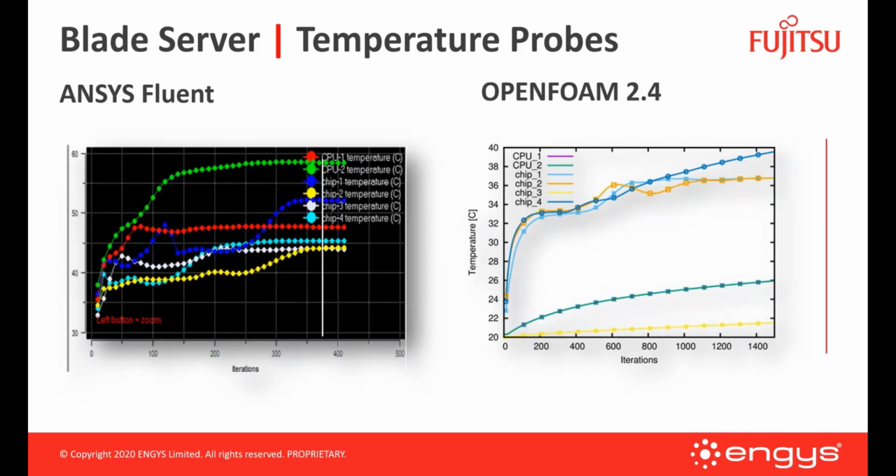So looking at ANSYS Fluent versus OpenFOAM, we see Fluent converged in several hundred iterations, and then we see OpenFOAM 2.4. This is a little bit older test case, but it still used the partitioned approach. It still was converging after 1,500 iterations. We can see that chip number 4 is still climbing, and also chip number 2 still climbing, and chip number 3. So still not quite converged. This red line represents that it still has a little bit more to converge.